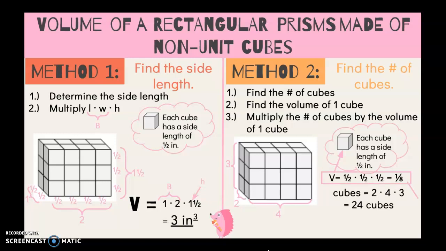Then I need to find the volume of 1 cube. Remember I said a side length was a half, so a half times a half times a half. The volume of just 1 cube is 1/8 cubic inch. To get my total volume, I'm going to multiply the number of cubes by the volume of 1 cube. So 24 times 1/8. What is my total volume here? 3 cubic inches. Same. So you can see with method 1 and method 2, I'm still going to get the same answer. I just have two different ways of going about it, and you have to know both ways.